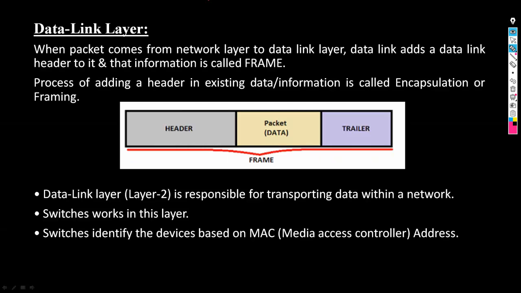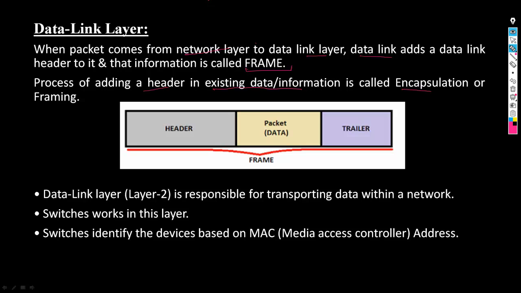Now we'll talk about data link layer. So when the packet comes from network layer to data link layer, data link will add an Ethernet header to it, and that information is called frame. So the process of adding a header in existing data or information is called encapsulation or framing. The header which is added to the frame contains hardware destination and source address.